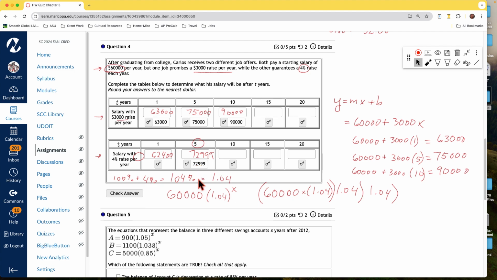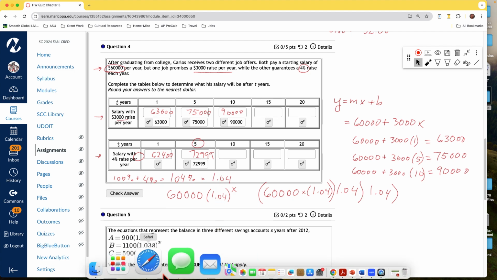Let's see if that worked. For mine, it worked. Again, you'll see for yours. So it's just learn how to do the exponents. If you have a handheld calculator, it might be a little easier.